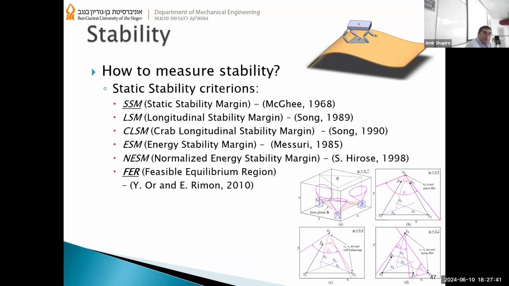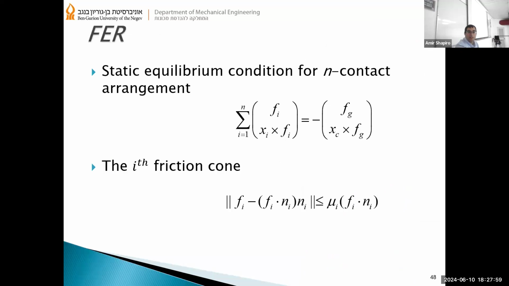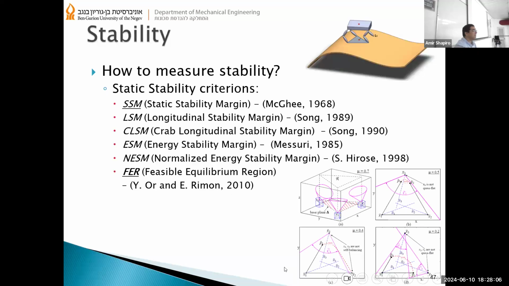Another method or measure for stability is called the feasible equilibrium region. This is work by Izar Or and Elon Rimon from Technion. And what they did, I'll explain this, they show basically that a support polygon is not enough in some cases.